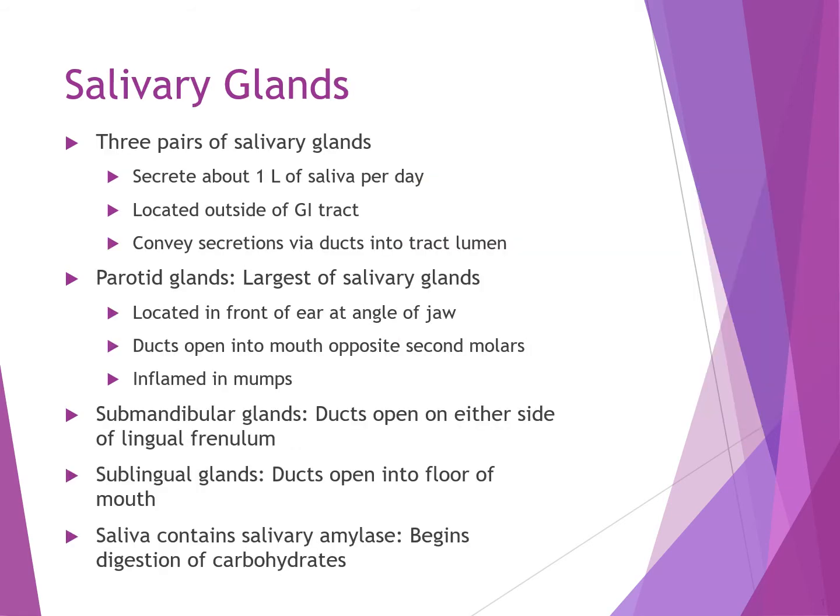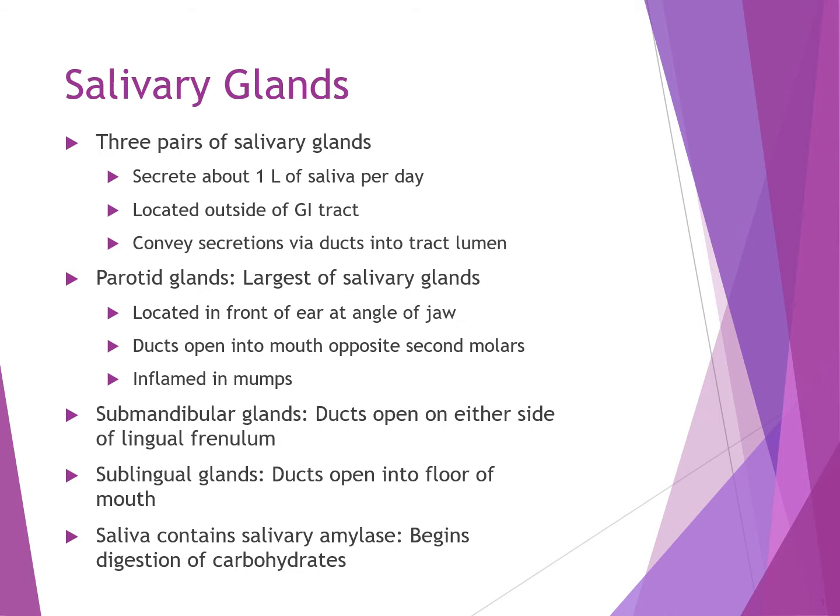There are 3 pairs of salivary glands, with the parotid gland being the largest of the salivary glands. We secrete about 1 liter of saliva per day. Because they are located outside of the GI tract, not a part of that direct pathway that food makes its way through as it's being digested, absorbed and excreted, they're referred to as accessory organs.